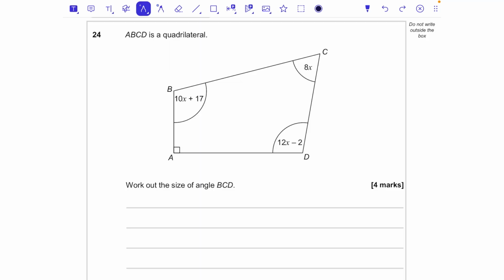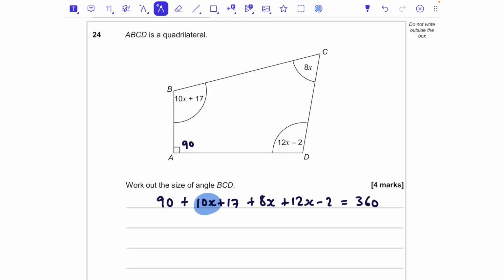ABCD is a quadrilateral. Work out the size of angle BCD. So this is 90 degrees here, right angle. And we know that all of the angles inside a 4-sided shape, a quadrilateral, add up to 360. So I'm going to write 90, add 10x, add 17, add 8x, add 12x minus 2 equals 360. So all of the angles inside that quadrilateral added together equal 360.